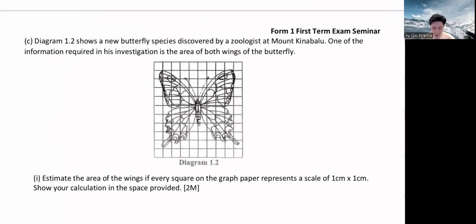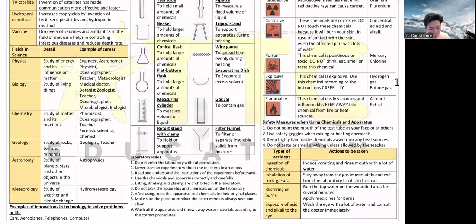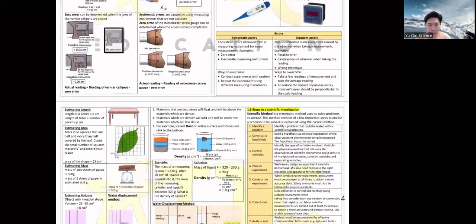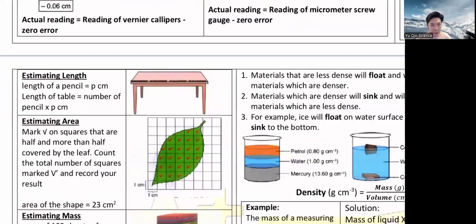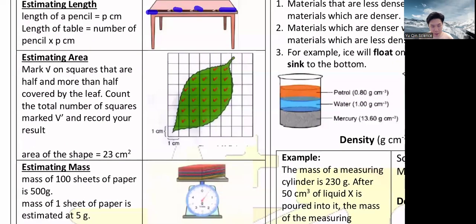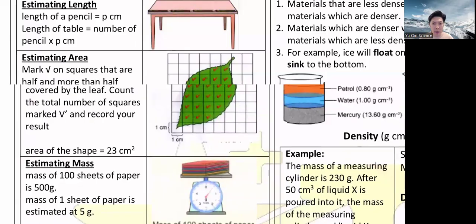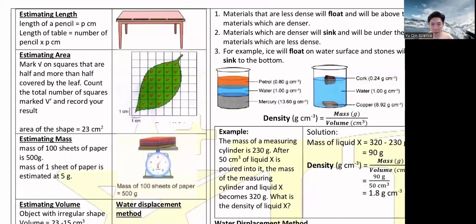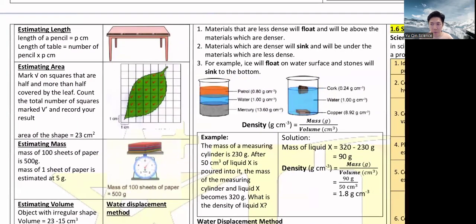C. Okay. Diagram 1.2 shows a new butterfly species discovered by zoologists. So this is to do estimation. There's this subtopic that we talk about: how can we measure things by estimating methods? Like to estimate the length of a table, you use a pencil like that. To estimate area, to estimate mass. So this is all the estimation measurement.